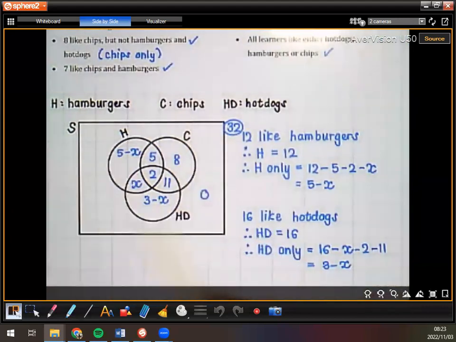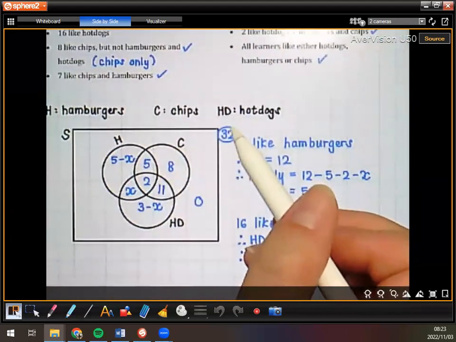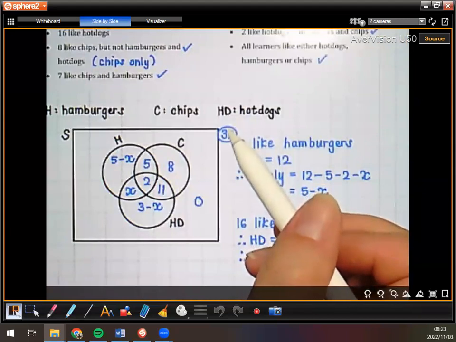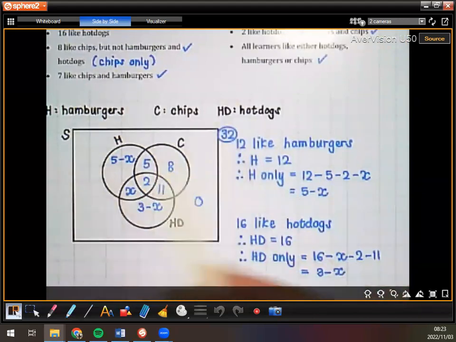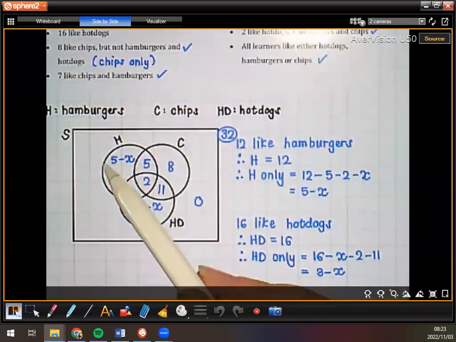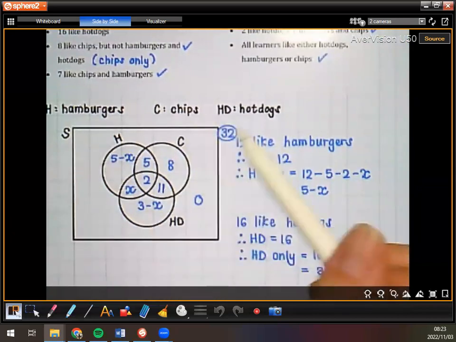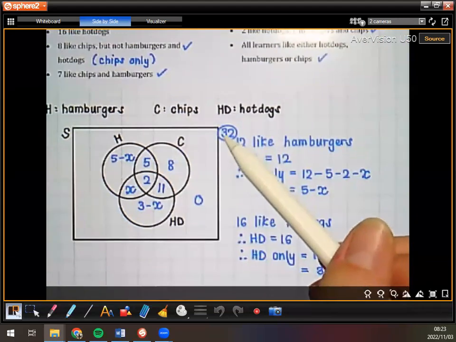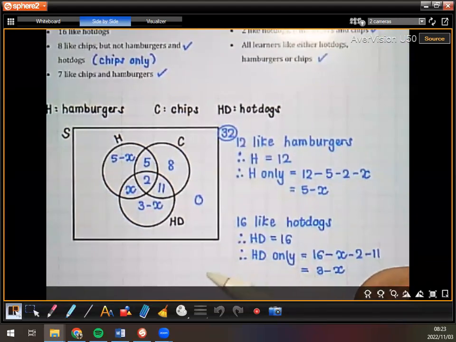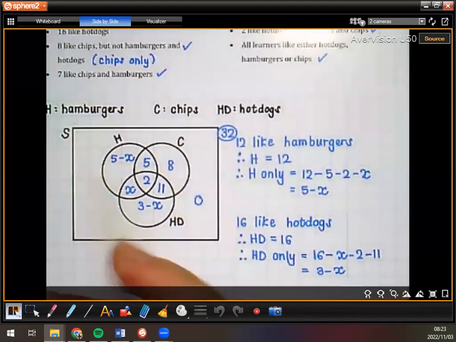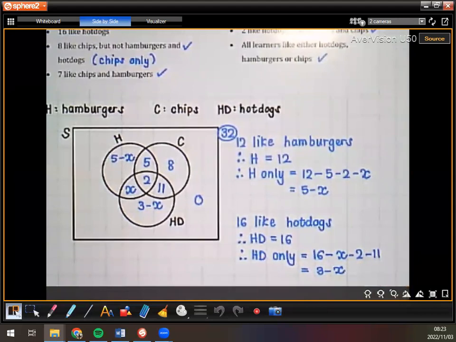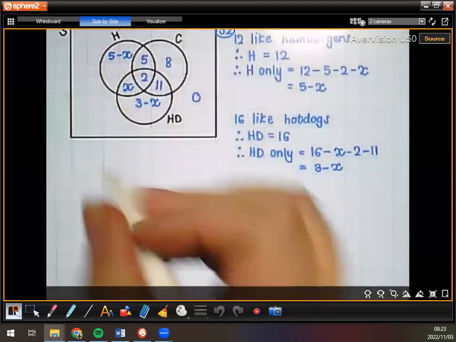Now guys, all of these must add up to 32. Right? Do we agree with that? Because there are 32 people. So all of these numbers, including these 3 expressions with x's in them, when I add them all together, should be equal to 32. And that's how we're going to solve it. So you first fill in your Venn diagram with x's, probably. Then you add everything together equal to 32 and then solve. Alright, so I'm going to write that here at the bottom.